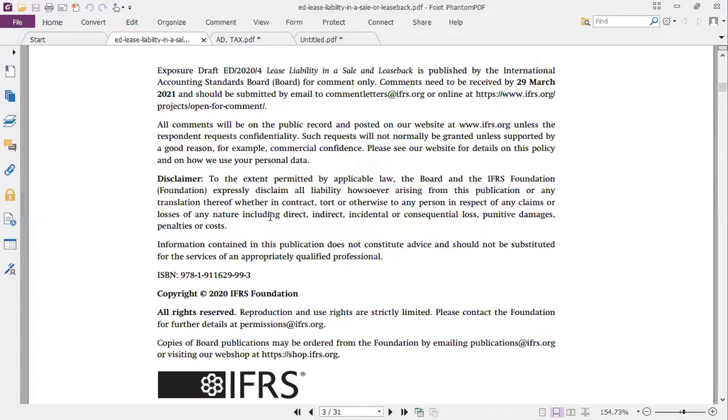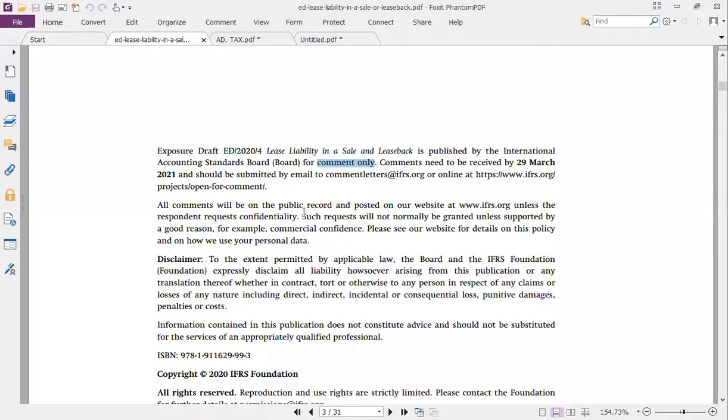Good. So now let's come here. All comments will be on the public record and posted on our website, unless the respondent requests confidentiality. Such requests will not normally be granted unless supported by a good reason. Of course, if you don't want your details to be published that you are the one giving this comment, for example, commercial confidence. Please see our website for details of the policy. Okay, so that is the first section.